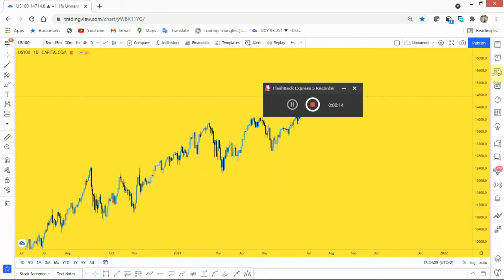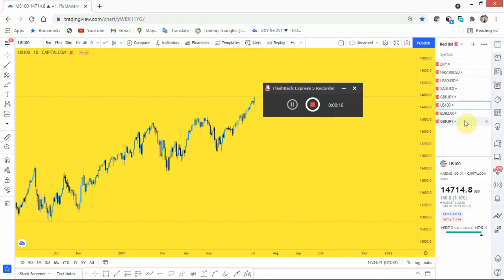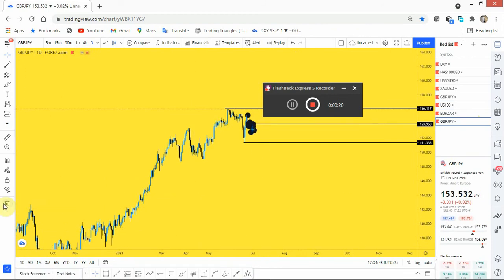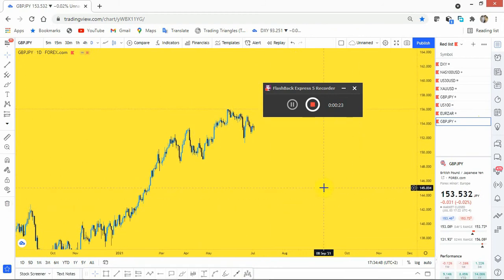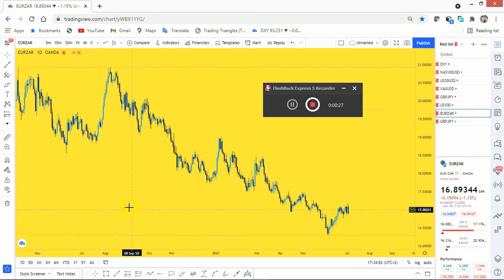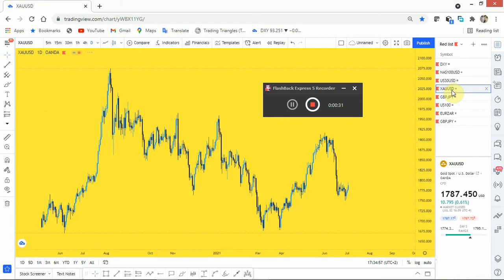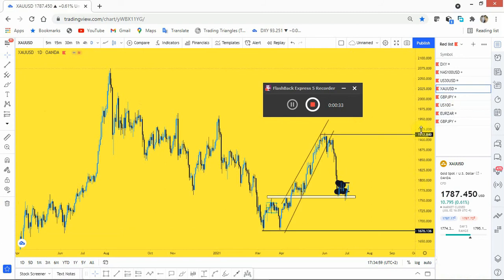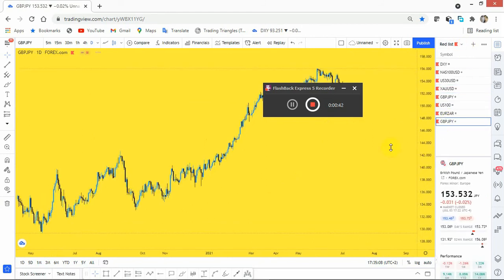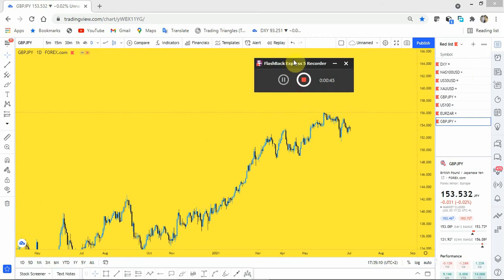So this time I will be analyzing GJ. Okay, let me just delete this. I'll be looking at GJ, user, and gold, a bit of gold, and maybe Nasdaq. Yeah. Okay, so I'll start with GJ.